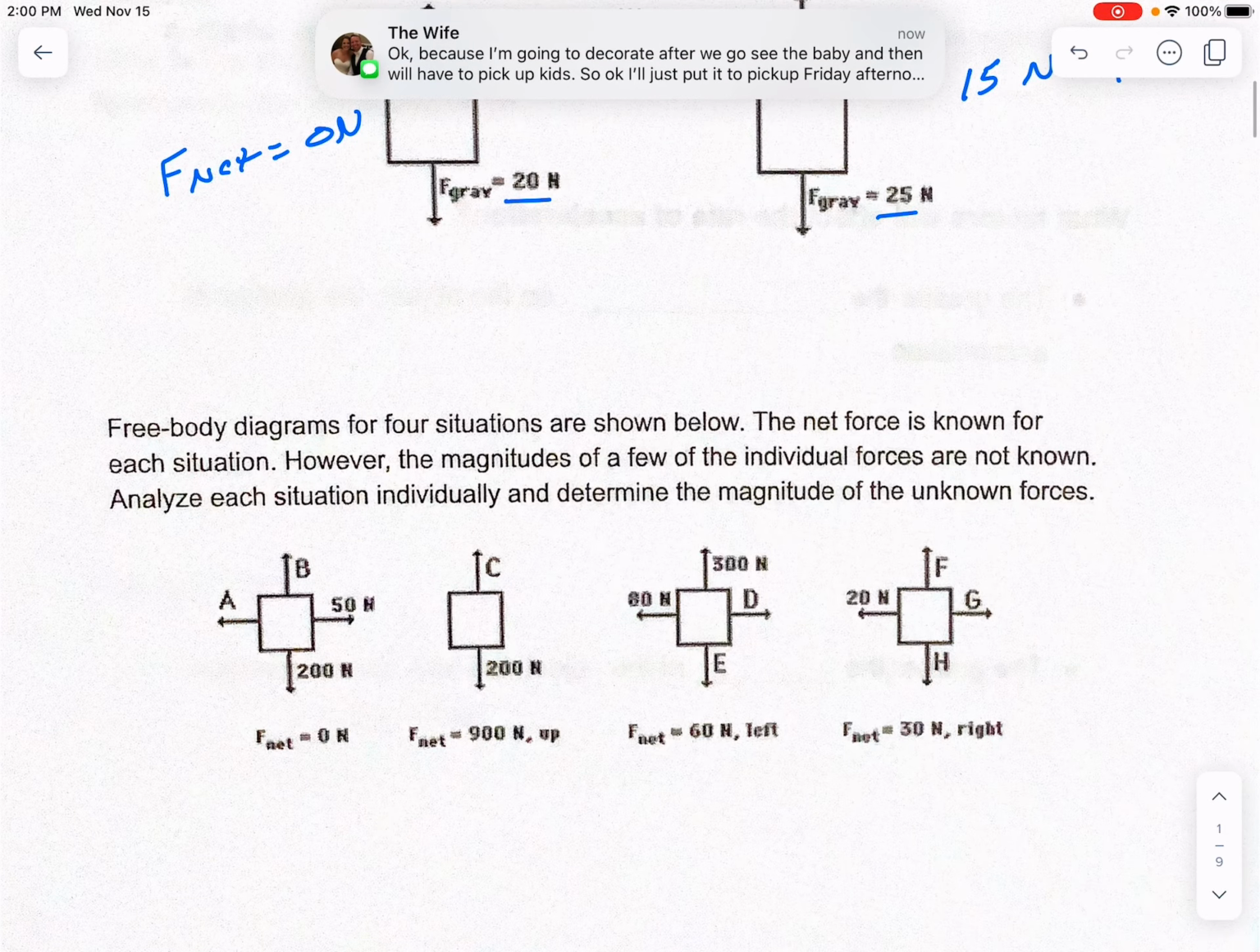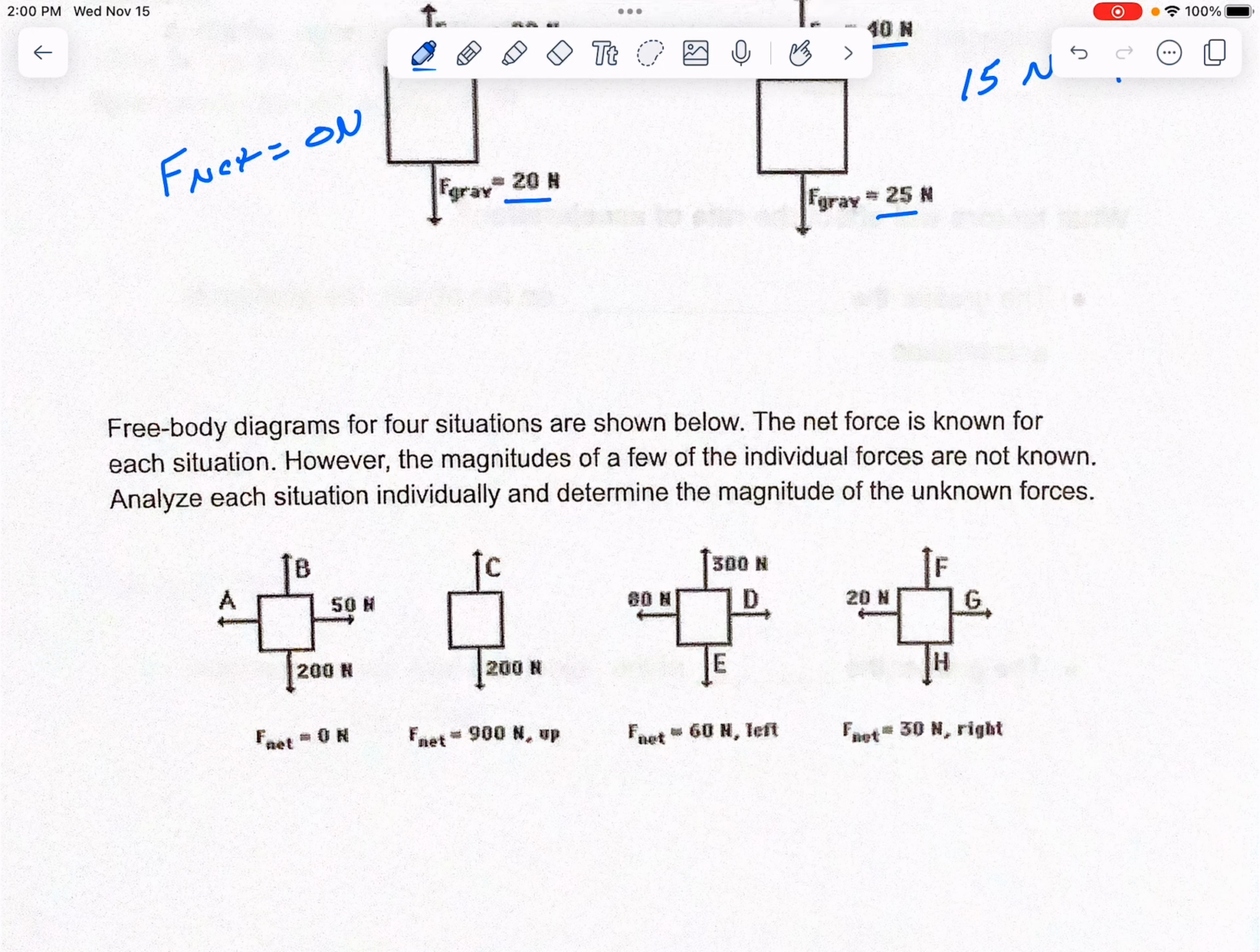Now here what we're trying to do is we are trying to finish out the free body diagram. So we're going to look at the 4 situations, okay, and see how do we need to complete them in order to get the net forces that we're given down here below. So in the first one, we want a net force of 0. Okay, so that means everything has to be balanced out. So if I have 200 newtons pulling down, that means I've got to have 200 newtons pushing back up. And if I have 50 newtons to the right, I've got to have 50 newtons to the left. Okay, so that is if a net force is 0.